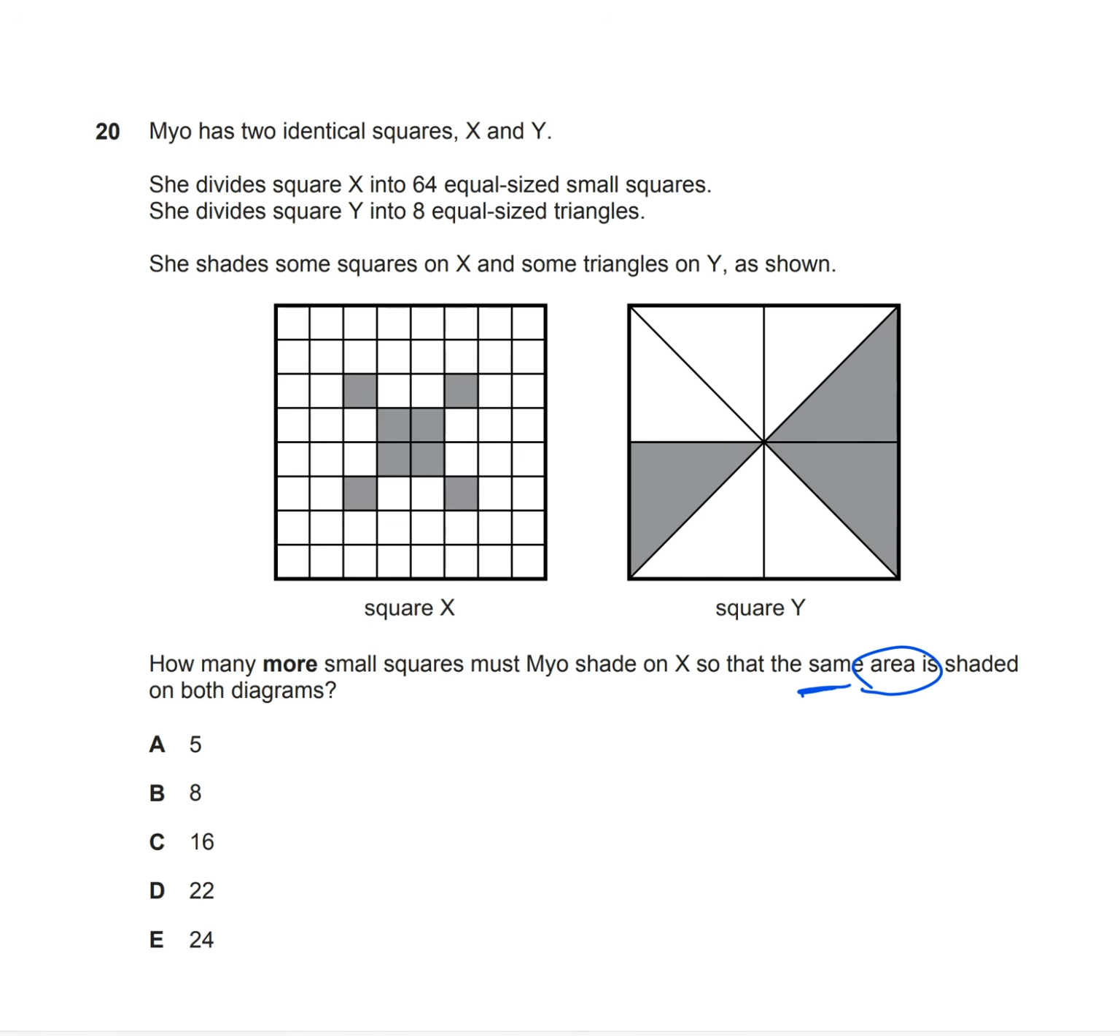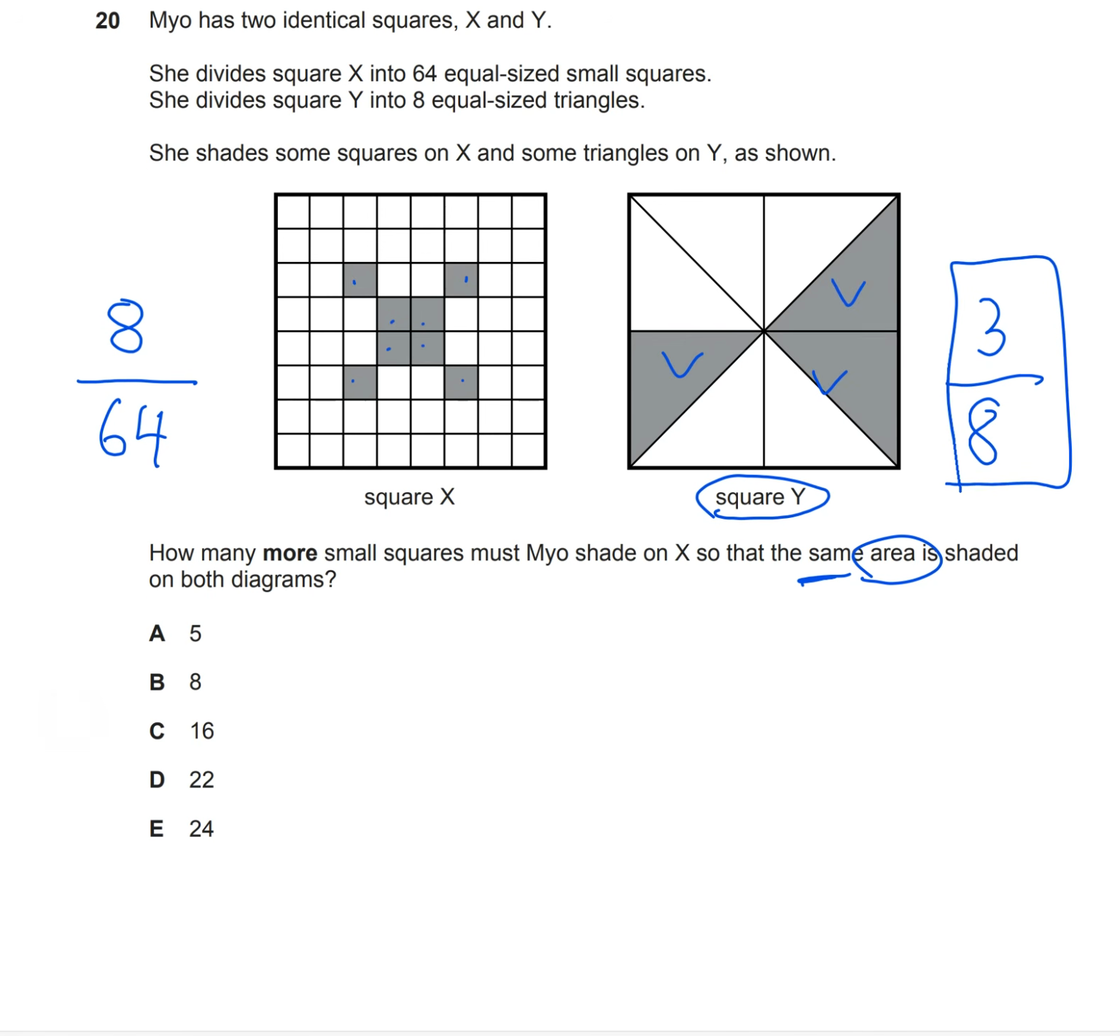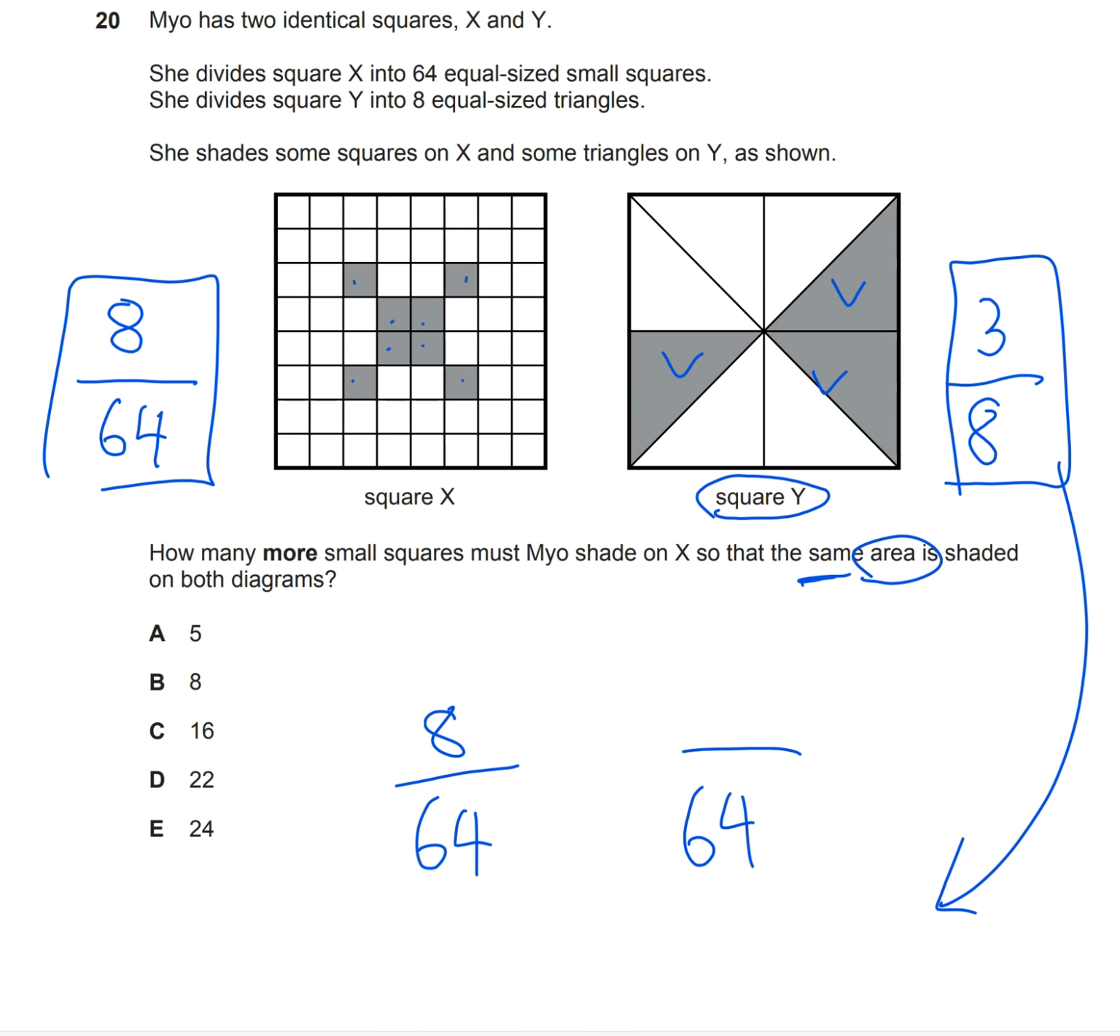Now, she told us that there are 64 altogether. Right now, we've shaded 1, 2, 3, 4, 5, 6, 7, only 8 of 64. Now, if you have a look at our square y, there are 8 triangles together. We have shaded 3 on 8. To be able to compare these two, we must make the denominators the same. And to do that, we'll make this one have a denominator of 64. 8 times 8 is 64.